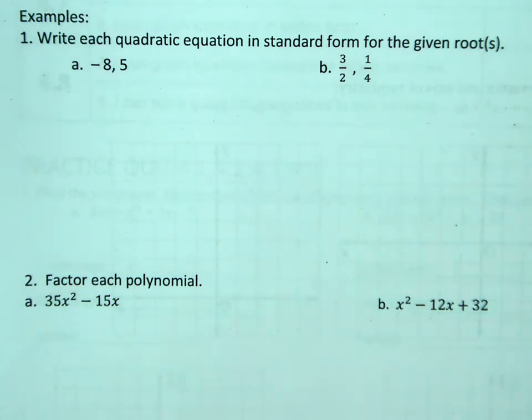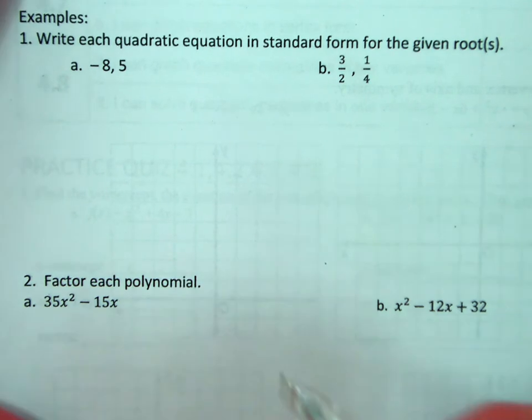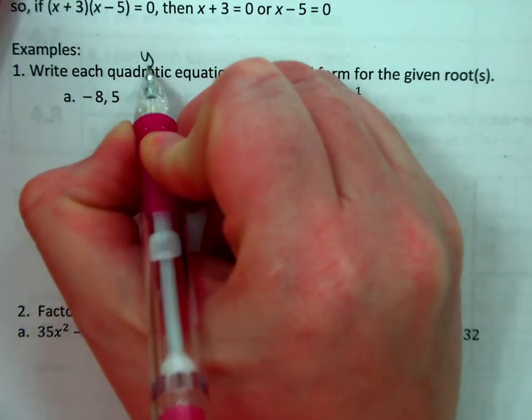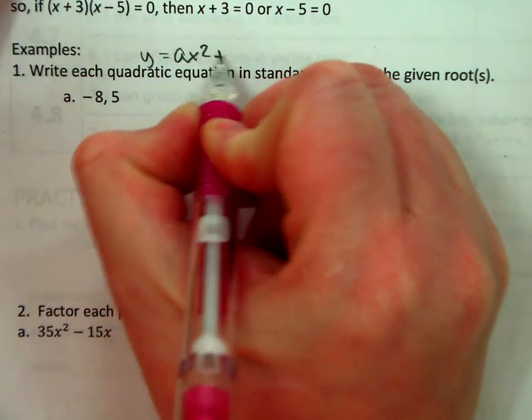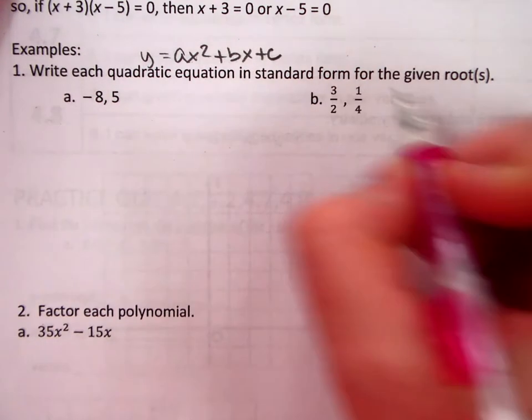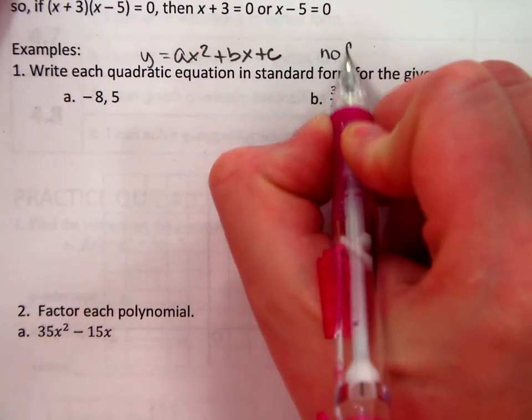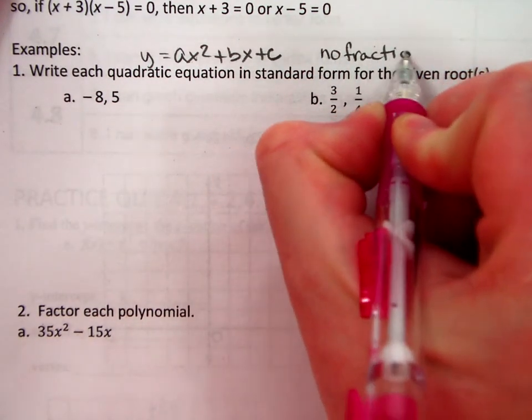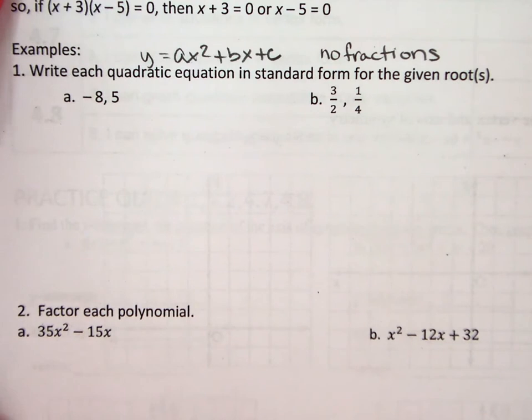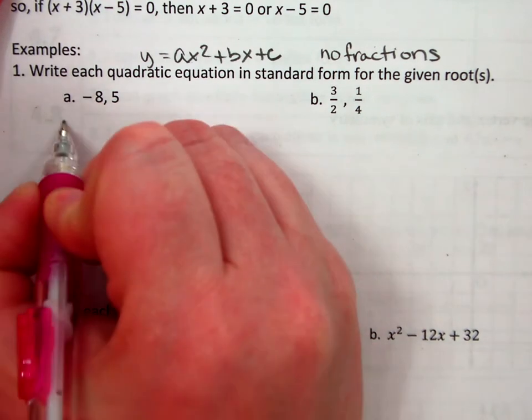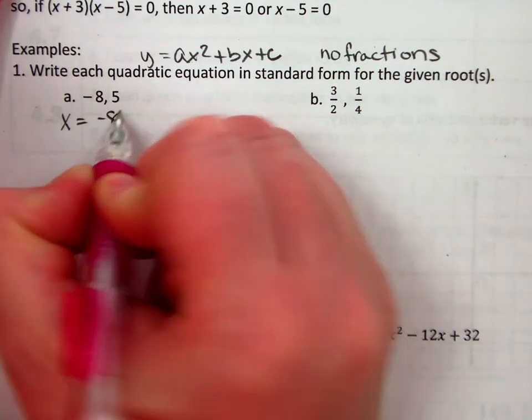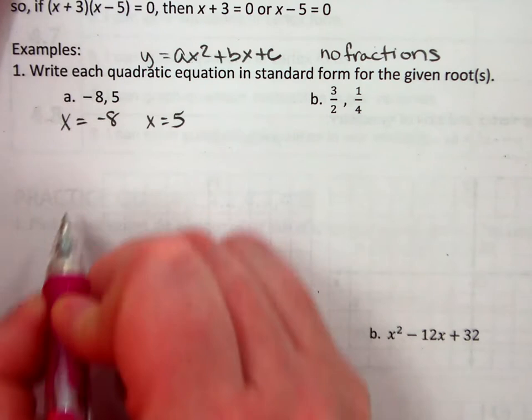All right, so what we're going to do is write each quadratic equation in standard form given the roots. Remember that standard form is y equals ax squared plus bx plus c. You may have no fractions or decimals. So we'll start with the first one. We know our roots are x equals negative 8, x equals 5.